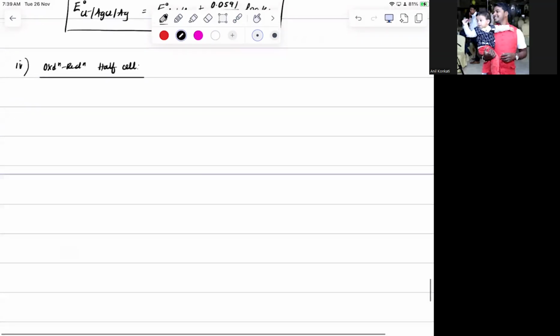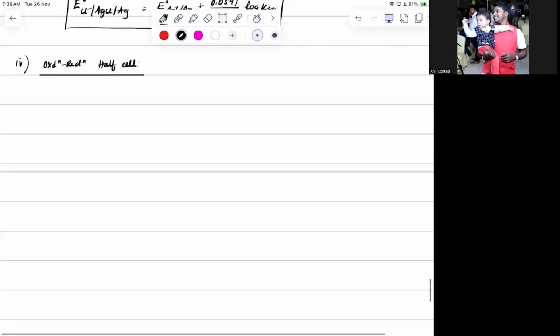Here, oxidation and reduction both happen in the same state. That is Fe+2, sorry, Fe+3 plus 1 electron giving Fe+2. How do you represent it here? A double line, which means salt bridge. After that, you write it as Fe+3, comma, Fe+2.